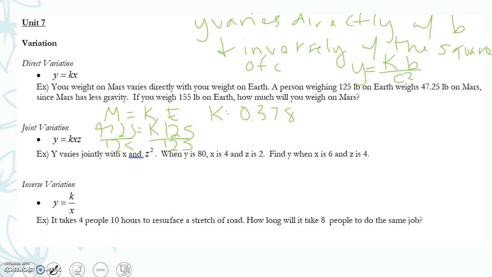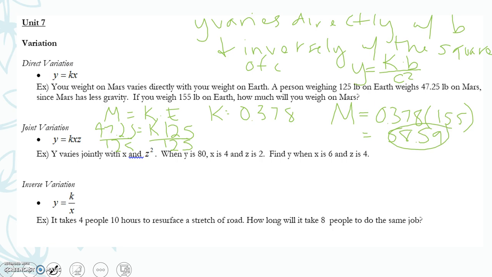Then it says if you weigh 155 pounds on Earth. So go back to the original equation. It wants to know how much you weigh on Mars. So I'm looking for m. My k is 0.378 and the Earth weight is 155. So I plug that right in my calculator and I get 58.59.